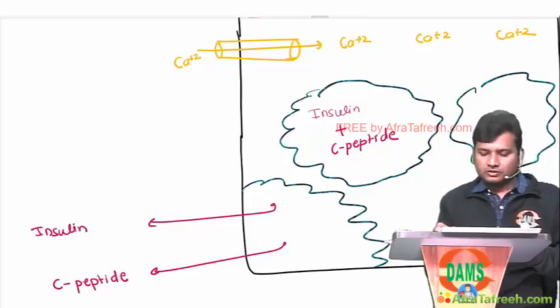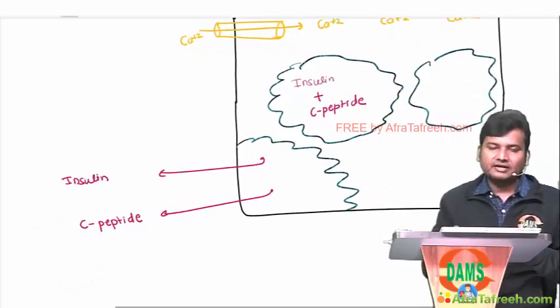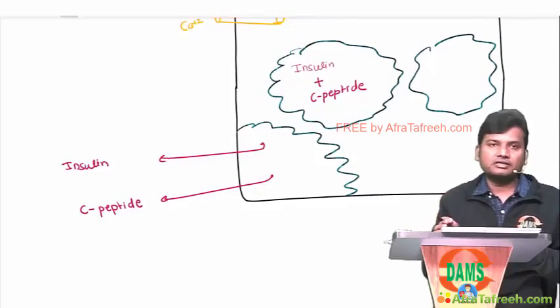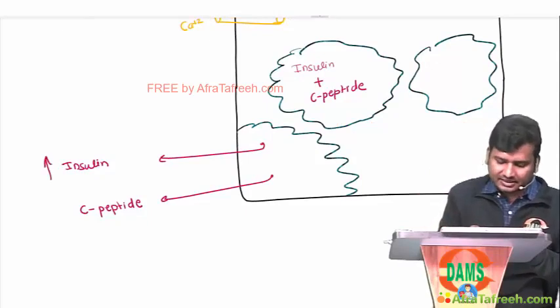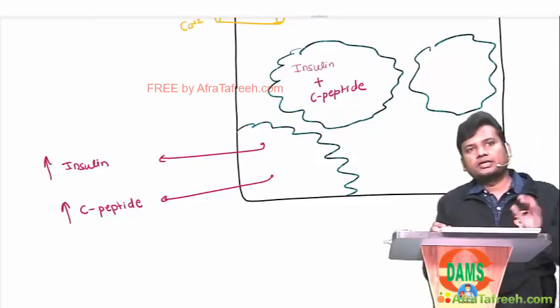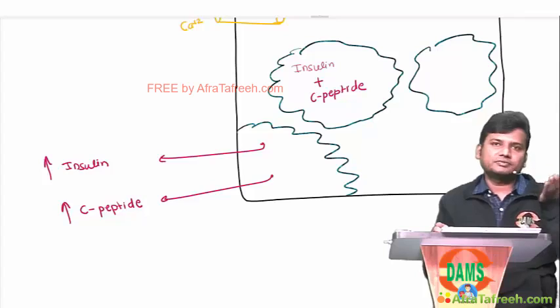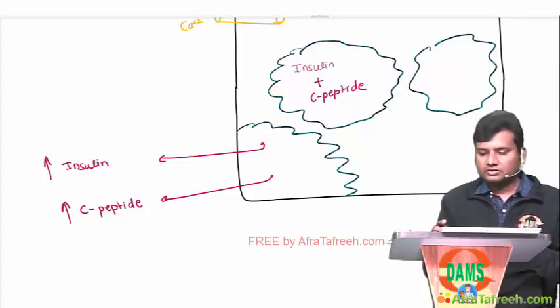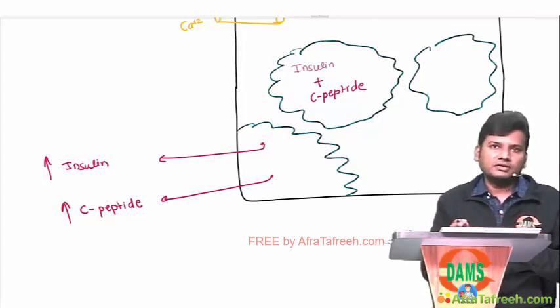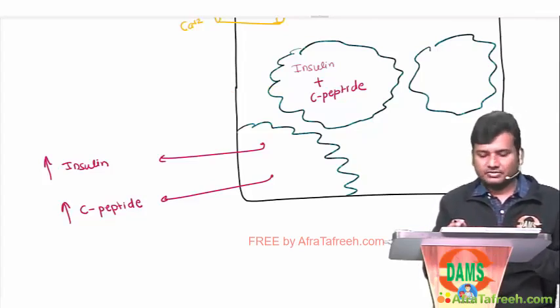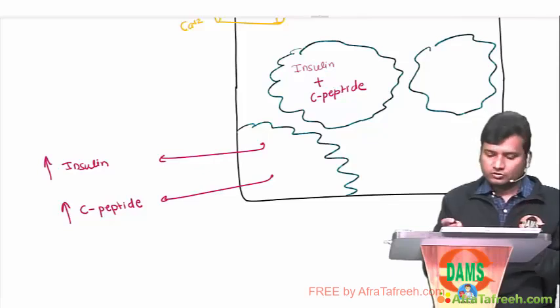Okay, so whenever insulin is secreted from beta cell, it is secreted with C-peptide. So in blood, insulin increases with C-peptide. Okay, so this is the mechanism of secretion of insulin. Now what is the importance of this mechanism?